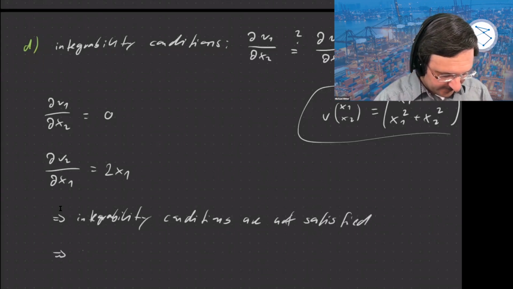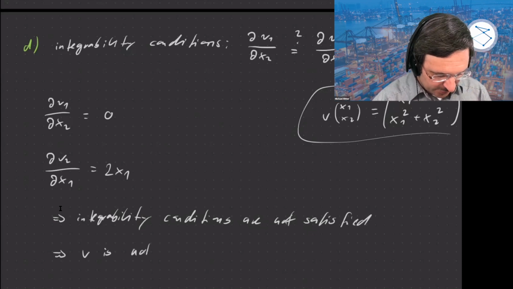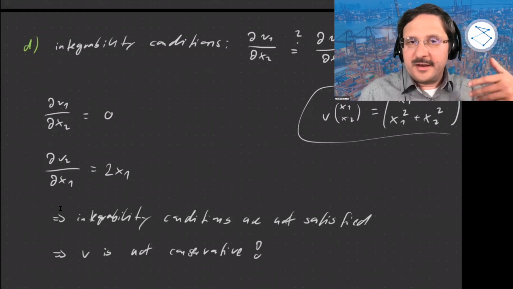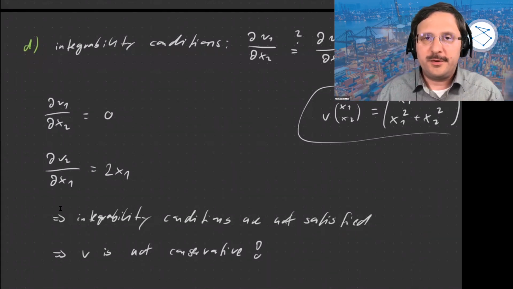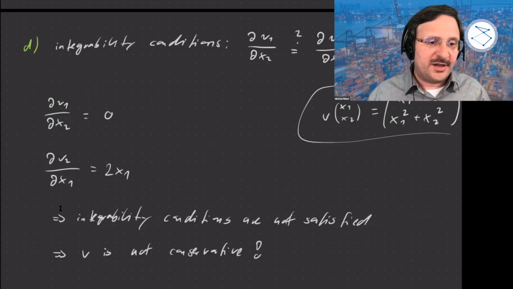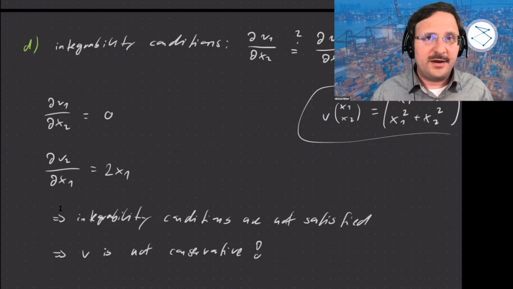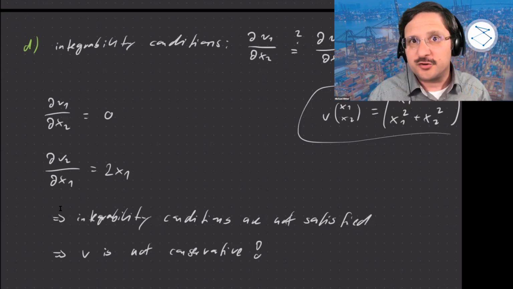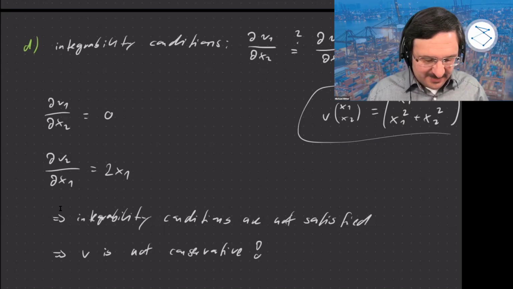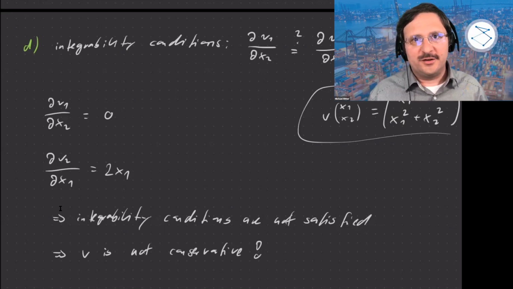Okay, so the vector field V is not conservative. And remember, the inverse only holds over a simply connected domain. So if those were satisfied, we would still have to see if the domain is actually simply connected. And of course, we'd have to include a statement to that effect in our solution. And then we could conclude that V is conservative.